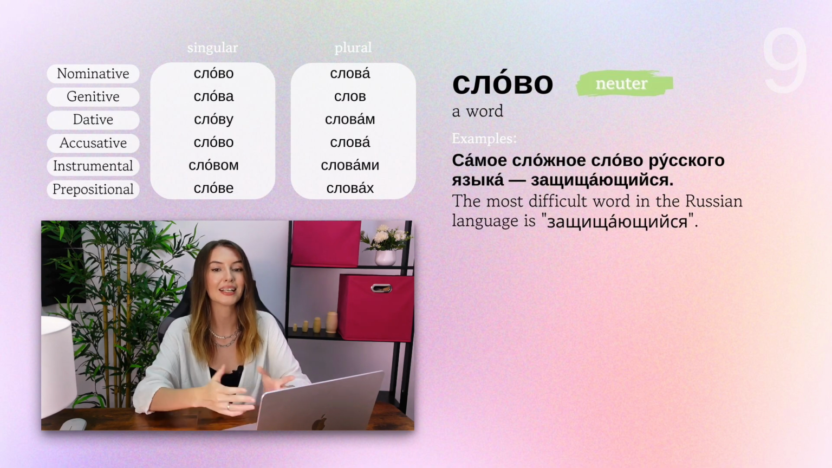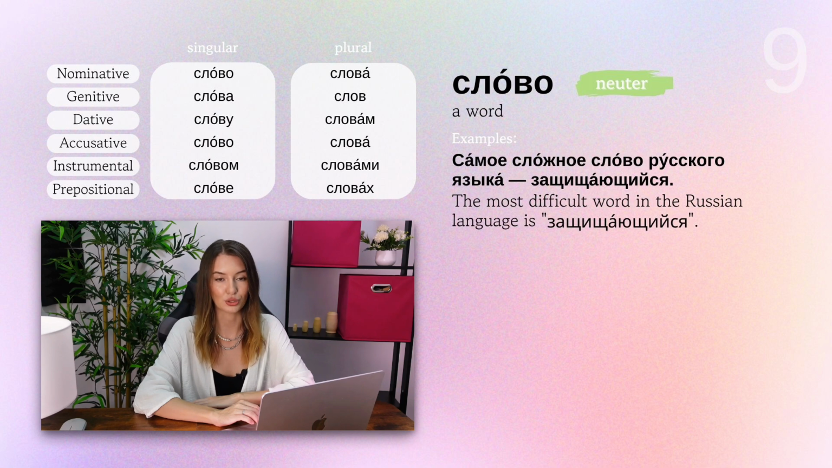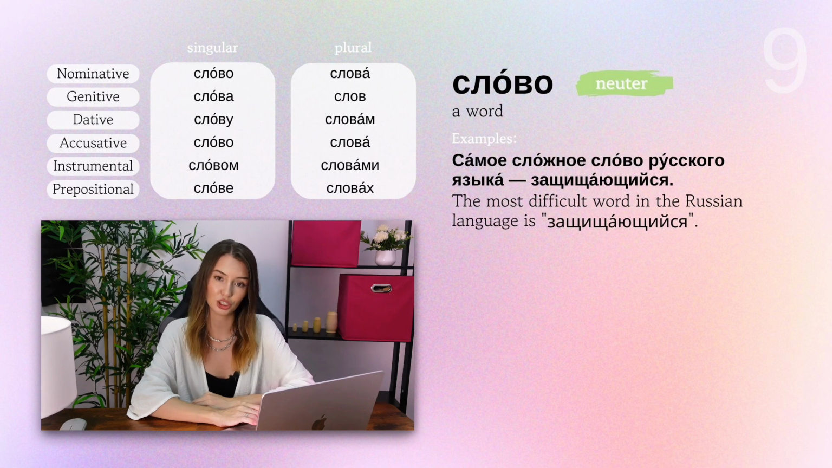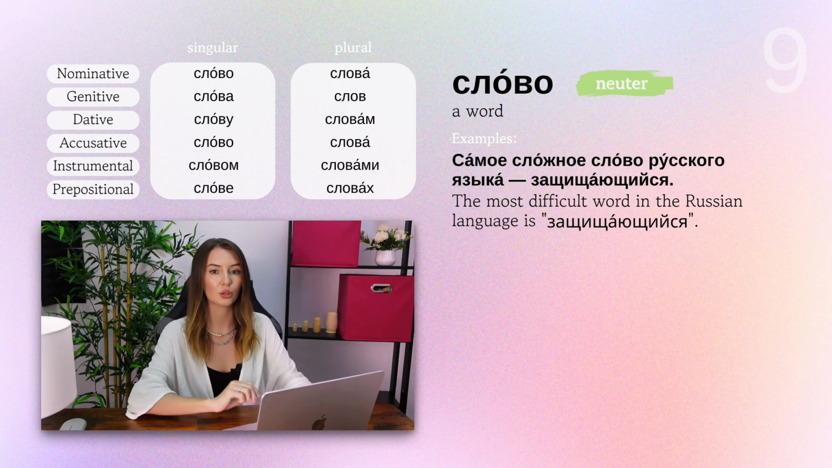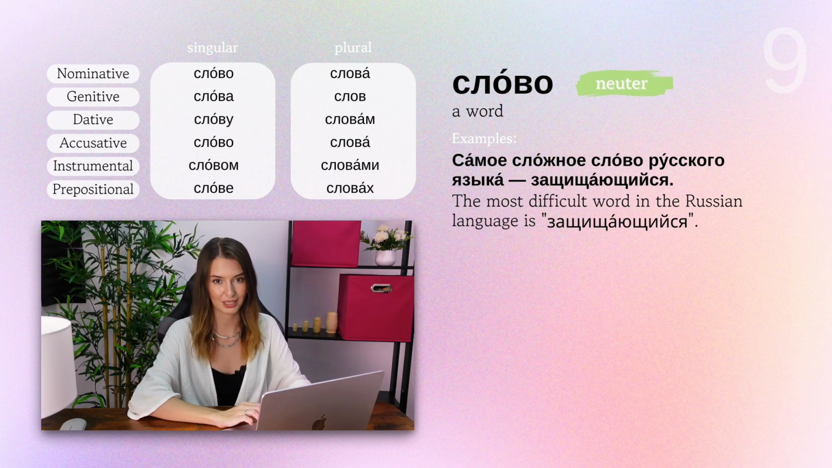The next word is слово. Pay attention to the stress and pay attention to the unstressed O at the end. Since you don't hear the O at the end, you might have a common mistake. So, please memorize this word is neuter in Russian. Слово, оно. It's not feminine. For example, самое сложное слово русского языка – защищающийся. And also the plural form is слова. Pay attention to this.